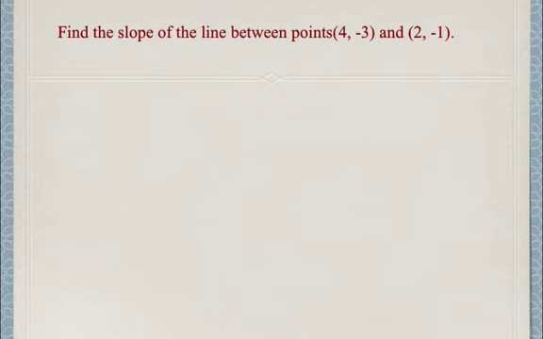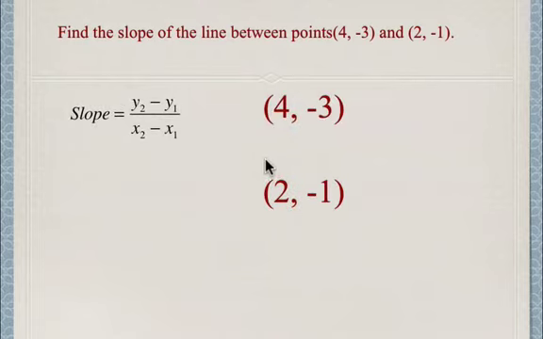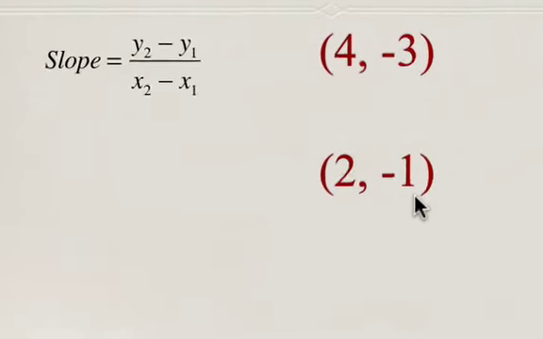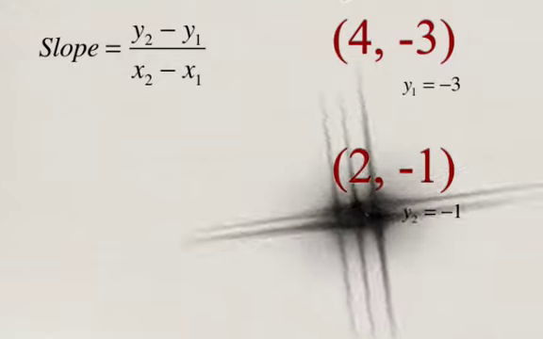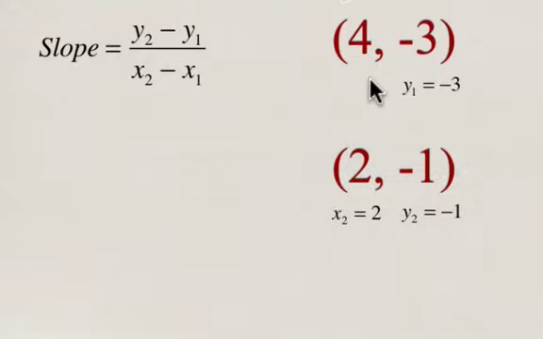So let's take a look at another example. And here we're asked to find the slope between points (4, -3) and (2, -1). And so once again, start off with your slope formula and identify the coordinates that you're using. And so now what we're going to do, again, assign the variables to each coordinate. So y2 will be -1, y1 will be -3, x2 then is 2, and x1 is 4.